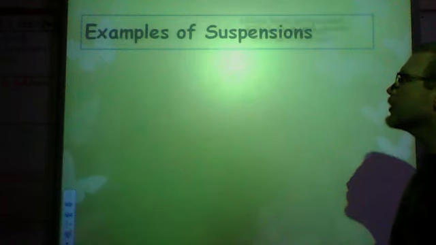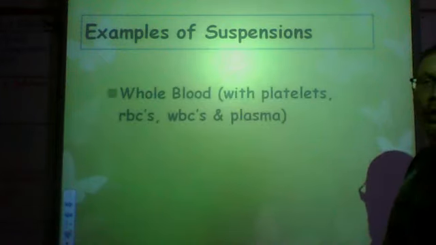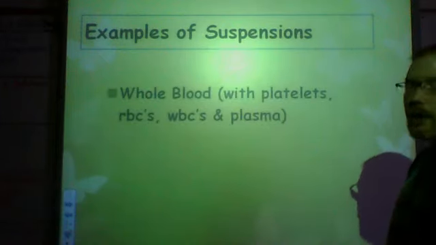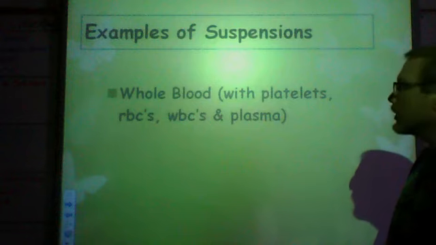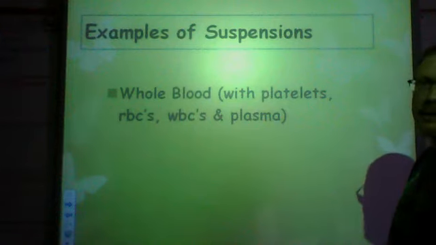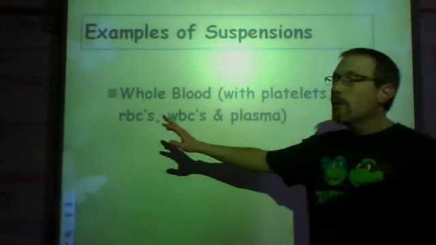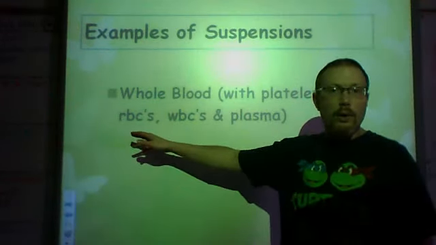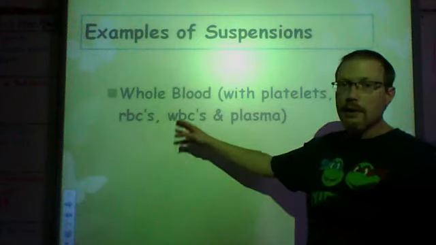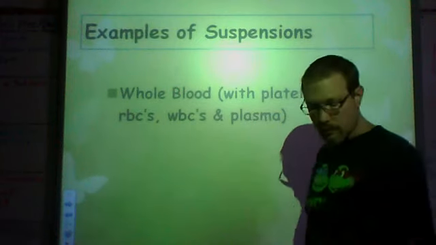Some common suspensions that you run into. Your whole blood is a suspension. The liquid part, the matrix, is plasma. It's mostly salty water. You also have solids in there like platelets, red blood cells or erythrocytes, white blood cells, all the different kinds of leukocytes.